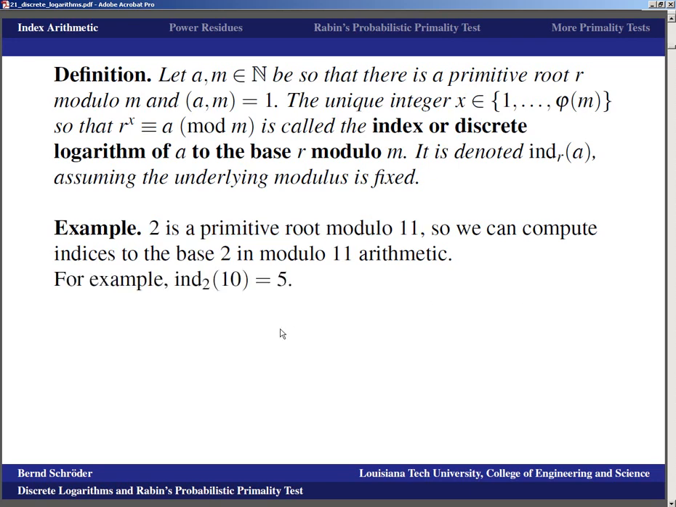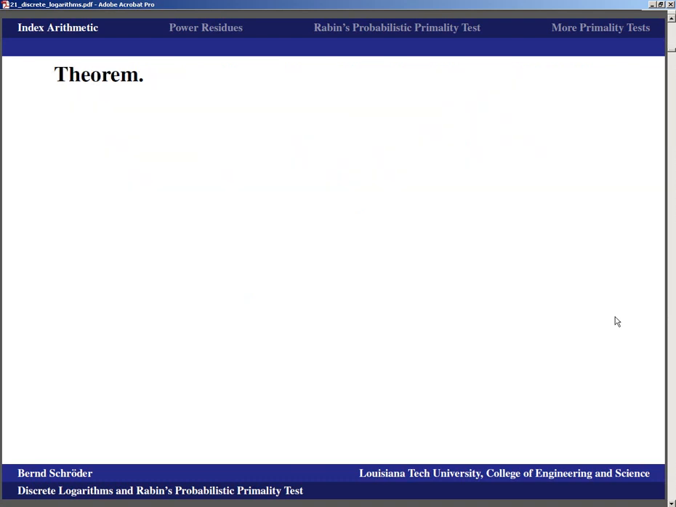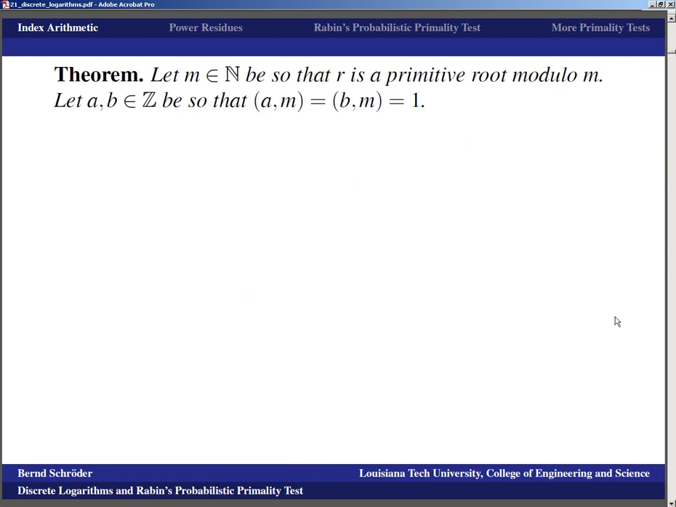And, well, so now, for example, since we can compute indices, the index of 10 with respect to base 2 is 5 in modulo 11 arithmetic, because we've just counted our way through that, and we had seen that 2 to the 5th is equivalent to 10 modulo 11. Okay, well, let's take a look at some theorems.